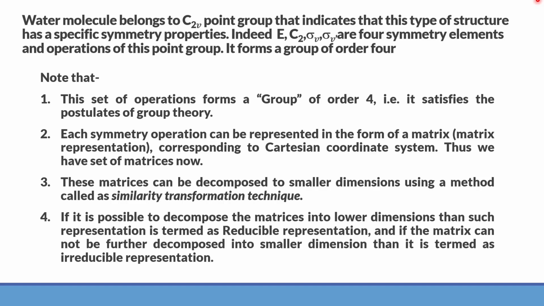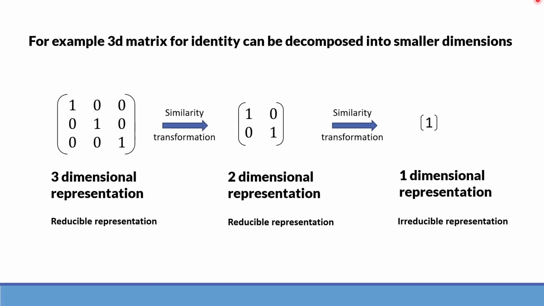Once we are able to do it, those matrices which can be decomposed are reducible matrices, while those which cannot be further decomposed are the irreducible representations. Look at here. Let us say that this is a 3x3 matrix, and if by some means, the so-called similarity transformation method that we have described in earlier videos as well, it is possible to decompose it into a smaller dimension and further into one dimension, so the 3 dimension can be decomposed to 2 dimension and 1 dimension respectively, then these matrices are reducible matrices. However, this matrix, which has only one component, cannot be further decomposed, so that is known as an irreducible representation.